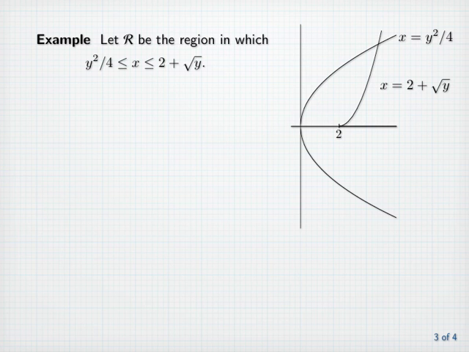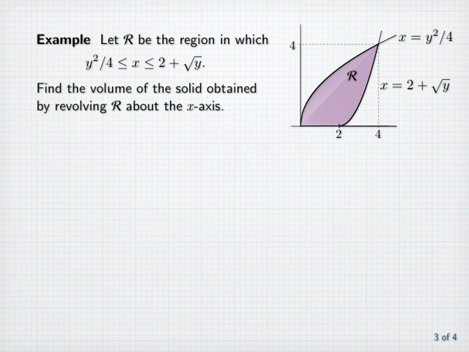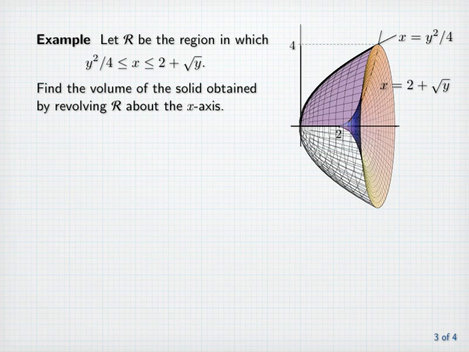Now also notice that the square root of y appearing on the right side of the inequality implies that y must be greater than or equal to 0, so our region R is the one shaded here. Also, it's easy to see that the two curves here intersect at (4, 4). Let's find the volume of the solid obtained by revolving R about the x-axis. Here's what the resulting solid looks like.